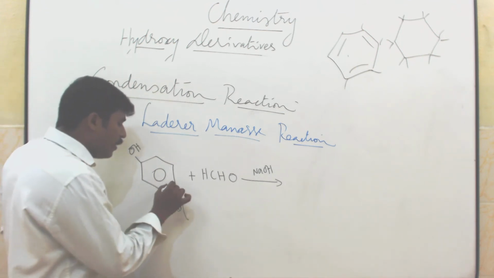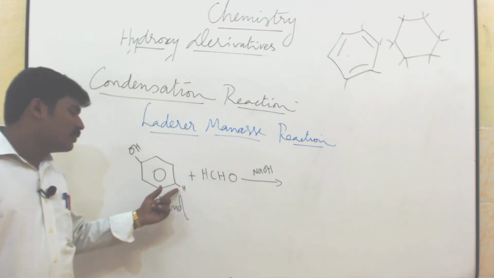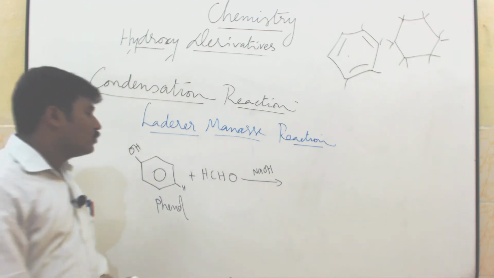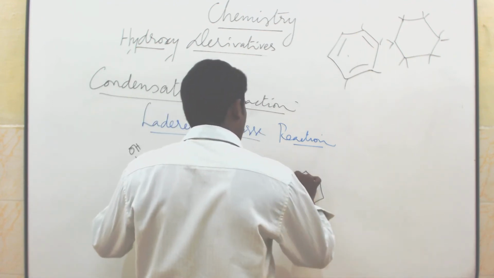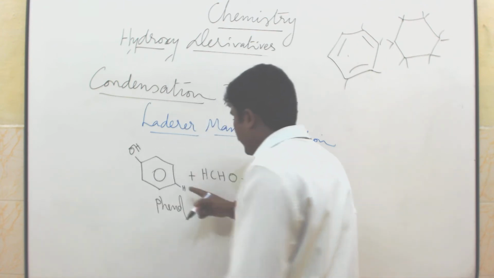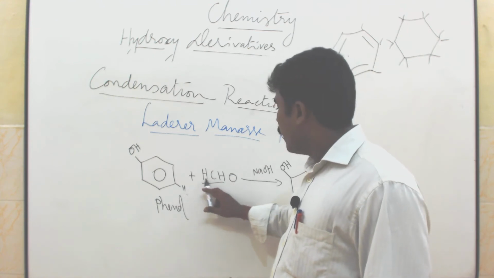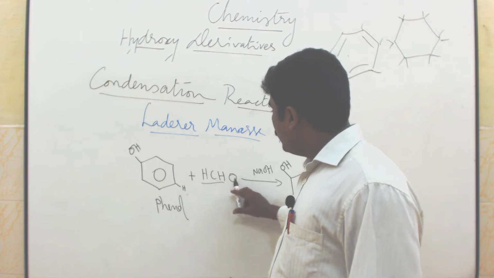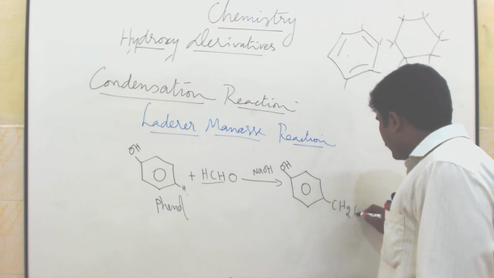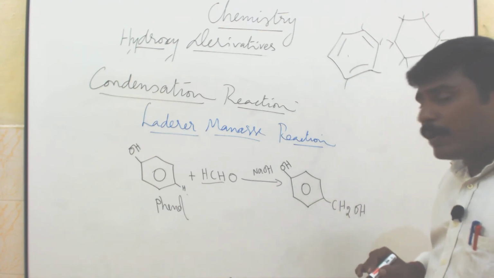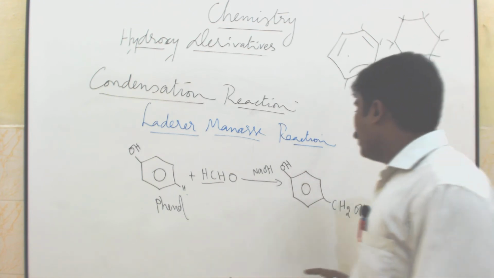See here, in the para position and all, each and every carbon atom has a hydrogen atom. I am going to add this group in this position. Already in the reactant one OH group is there, and here H is there. CH2OH: one carbon, two hydrogens become CH2 and OH. So in the para position, I am going to add CH2OH. What's the name of the product? In the para position hydroxy is there: para-hydroxyphenyl methanol.